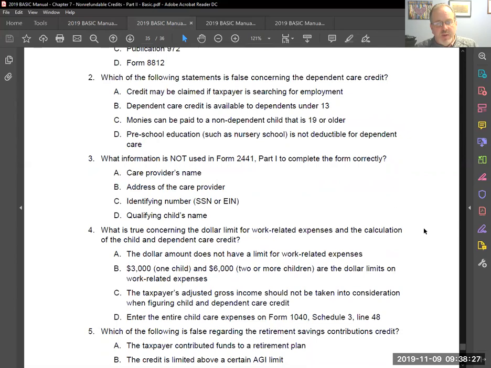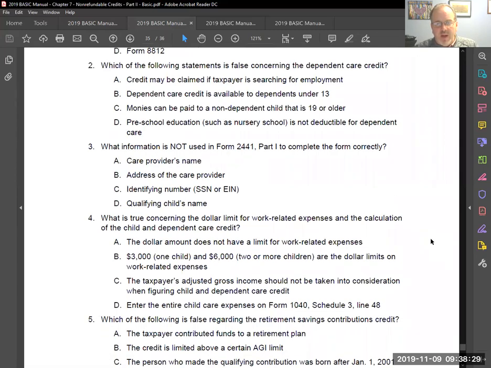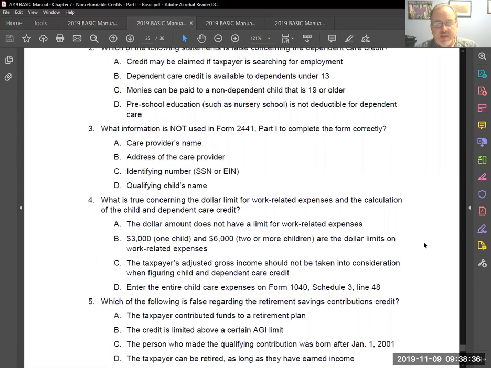All right. What is true concerning the dollar limit for work-related expenses and the calculation of the child and dependent care credit? Okay. Well, really the intent of this question, as I talked about earlier, the answer is B. The dollar limit, no matter what you spend, if you have one child, that amount is cut to $3,000. If you have 2 or more children, it stops at $6,000. So it's not child on return. Okay. All right.